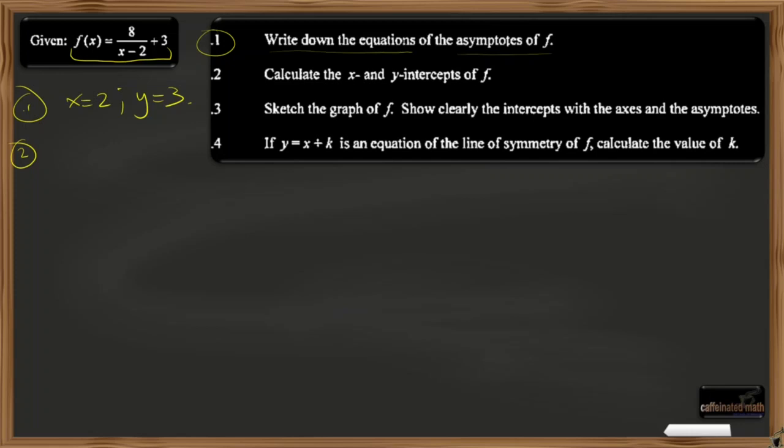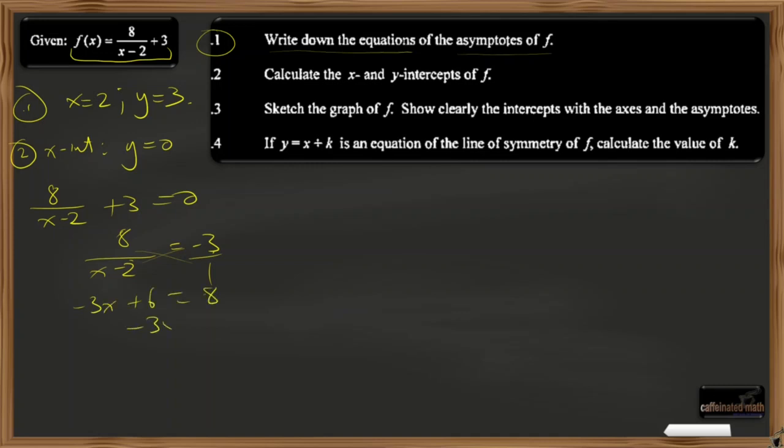For number 2, x and y intercepts. For x intercept, y needs to equal 0, so then we'll have 8 over x minus 2 plus 3 equals 0. That simplifies to this. Now we can cross multiply and we shall have minus 3x plus 6 all equal to 8. So negative 3x is just equal to, if we subtract 6 from both sides, end up with 2, thus making x equal to negative 2 over 3 if we divide both sides by 3, of course.